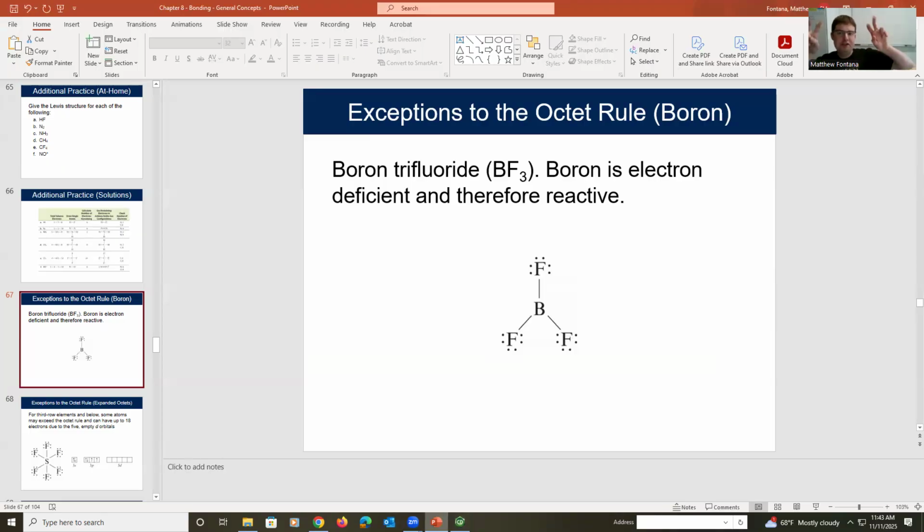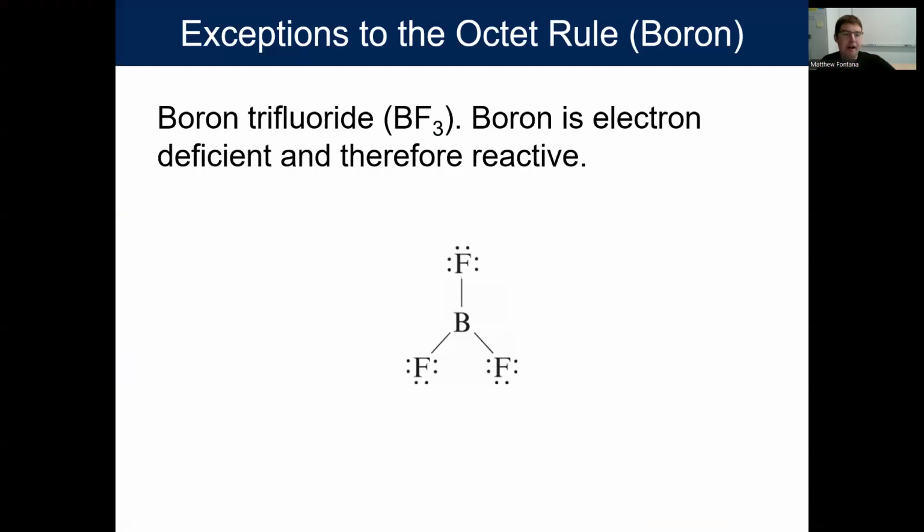So another quote unquote exception to the octet rule is boron. And as you can see, it's electron deficient. And because it's electron deficient, it's going to be reactive. Okay, so that's one exception to the octet rule. So this is us actually going under the number of eight. So that's one thing I want to talk about.